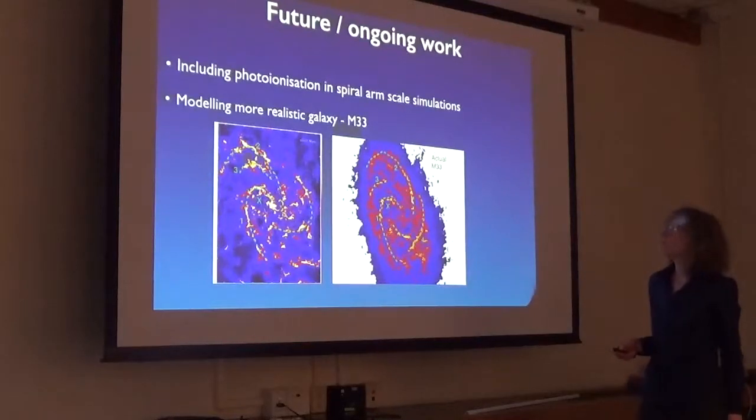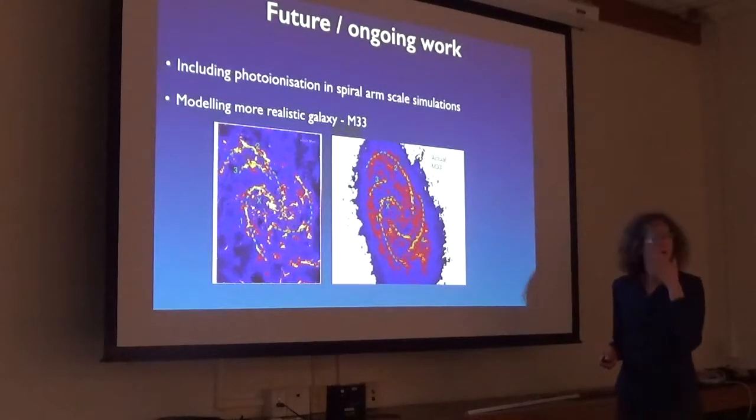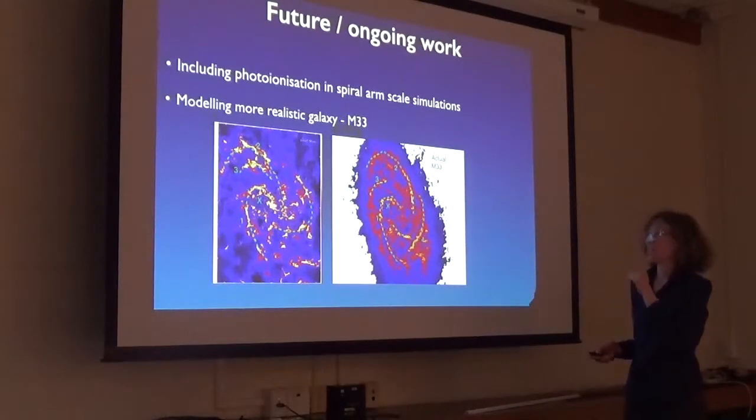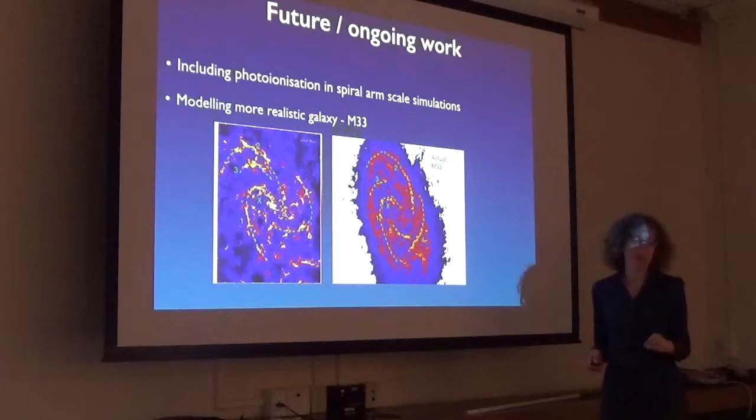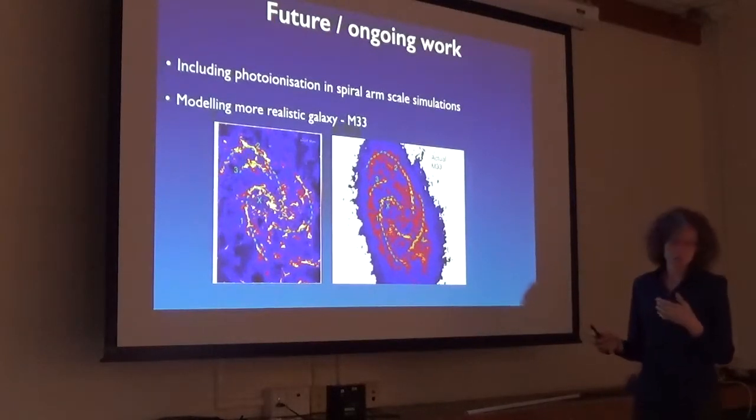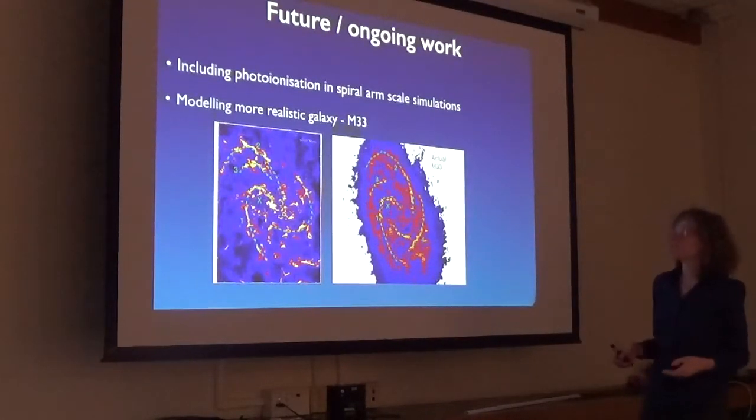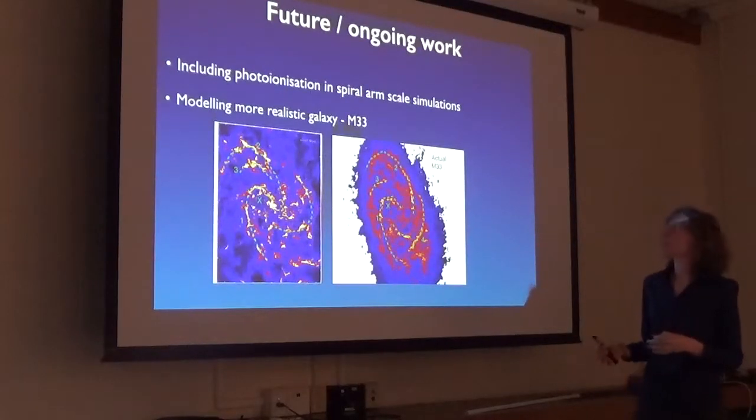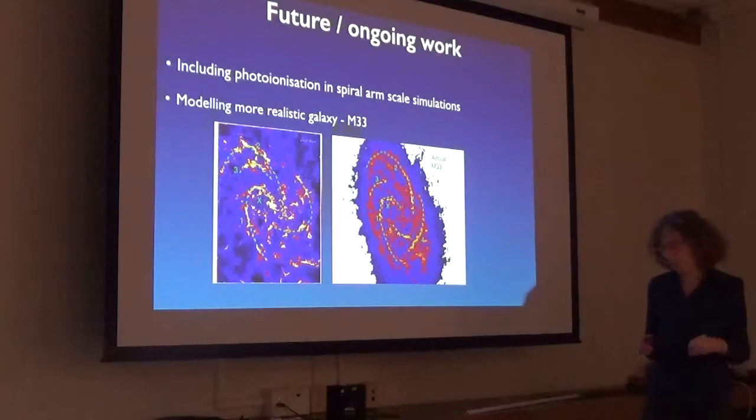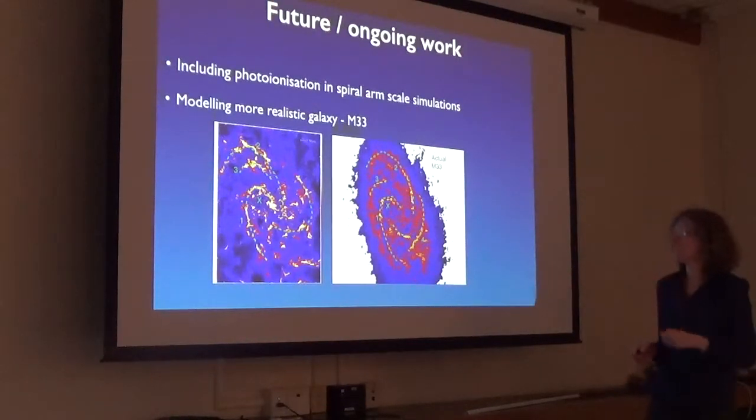And then I just thought I'd briefly mention future and ongoing work. One of the criticisms of the feedback is that I've only included supernova feedback, and realistically you would have ionisation that acts before the supernova takes place, that we should be able to resolve in our sections of spiral arm. So my student is currently working on including that in these spiral arm scale simulations.